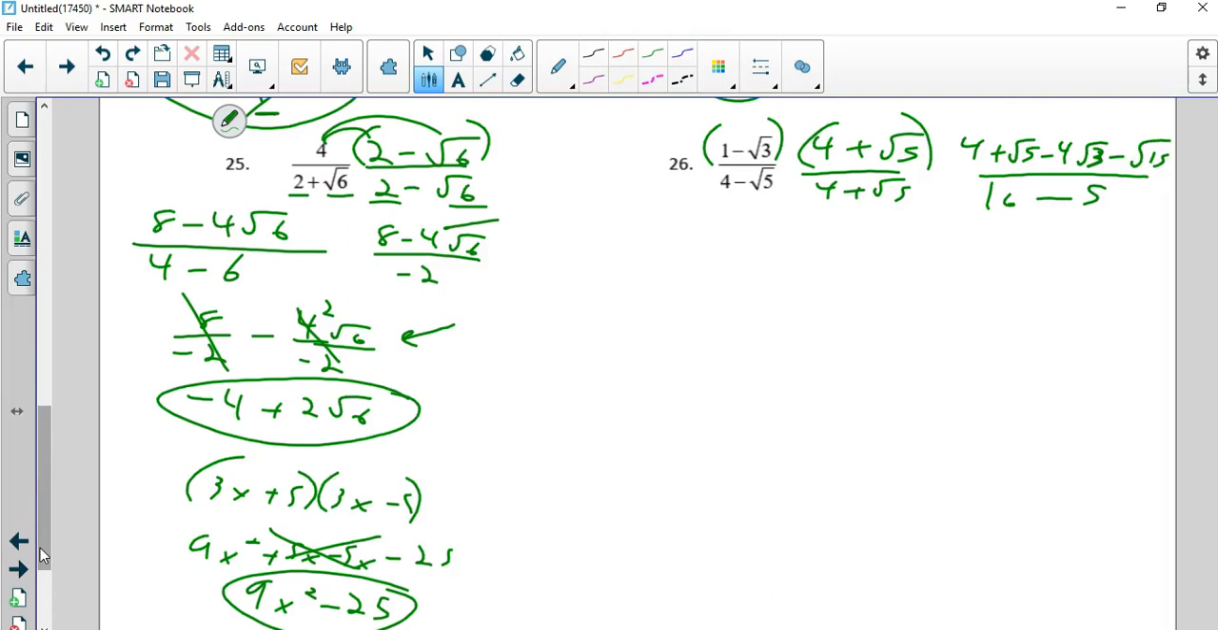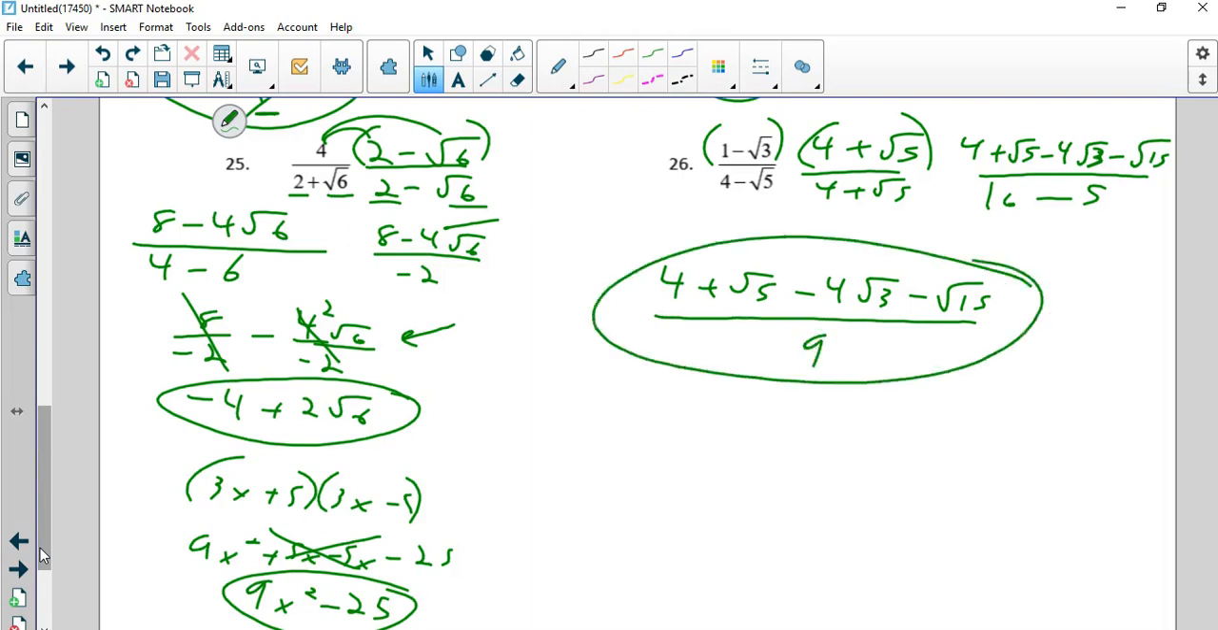So what do we have on the top? 4 plus radical 5 minus 4 radical 3 minus radical 15. None of those simplify. No perfect square number goes into 15. Over 16 minus 5 is 9. And that's our answer. It may look nastier, but we have no radicals in the bottom. And that is your review.